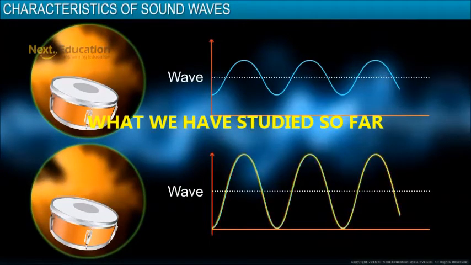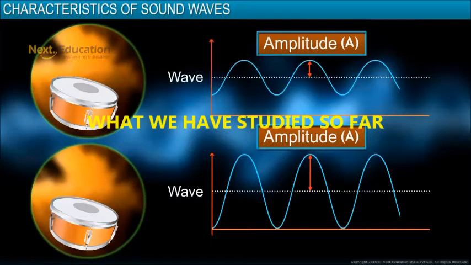The second sound was louder than the first. This is because the amplitude of the sound produced the second time was higher. A loud sound can travel across a larger distance because it is associated with higher energy.